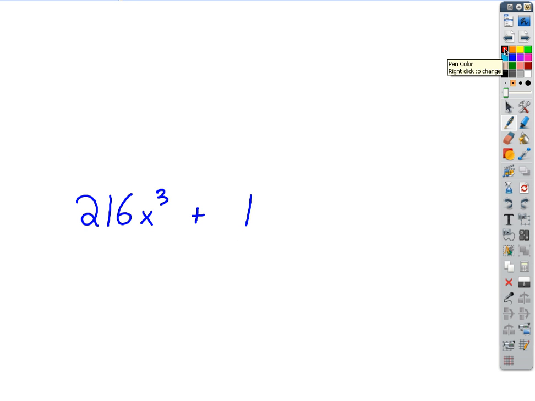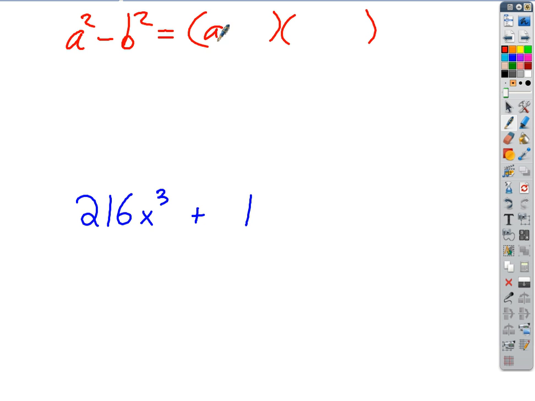Okay, so what are our factoring patterns? We got a few of them. Now let's do the squares first. What's a difference of squares? A squared minus b squared factors into what? A plus b times A minus b.